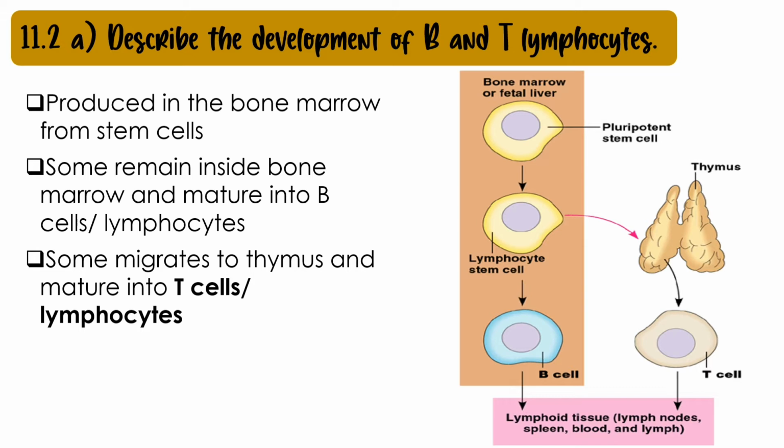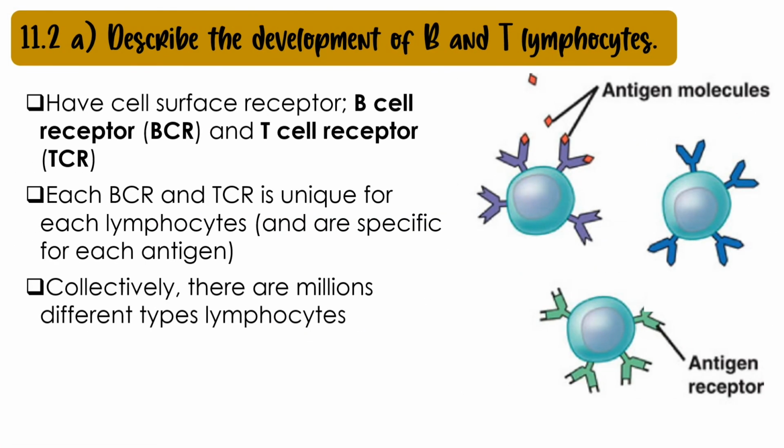Thymus is one of the lymphoid organs of the lymphatic system that secretes the hormone thymosin, which is important for maturation of lymphocyte into T lymphocyte. Upon maturation, both B cell and T cell will migrate into lymphoid tissue such as the lymph node, spleen, blood, and lymphatic fluid. All the mature B cell and T cell have a cell surface receptor called the B cell receptor or the T cell receptor.